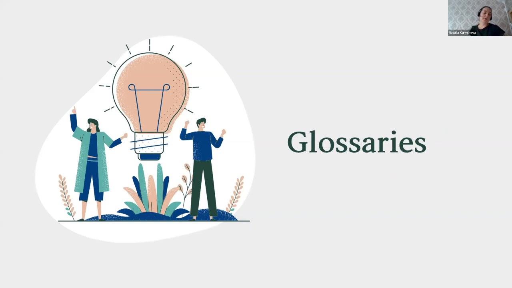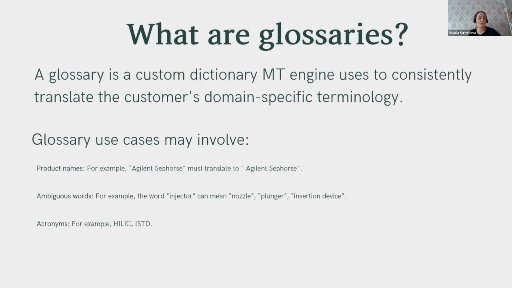And now let's talk about another enhancement, which we had: glossaries. This is a new feature which more and more engines start to offer. So let's see what it is. First of all, a glossary is a custom dictionary for the MT engine to use to consistently translate the customer's domain-specific terminology.